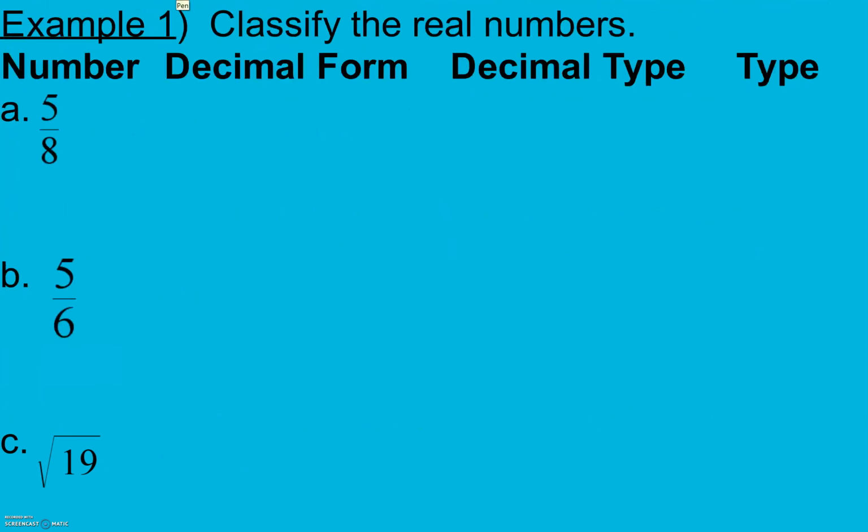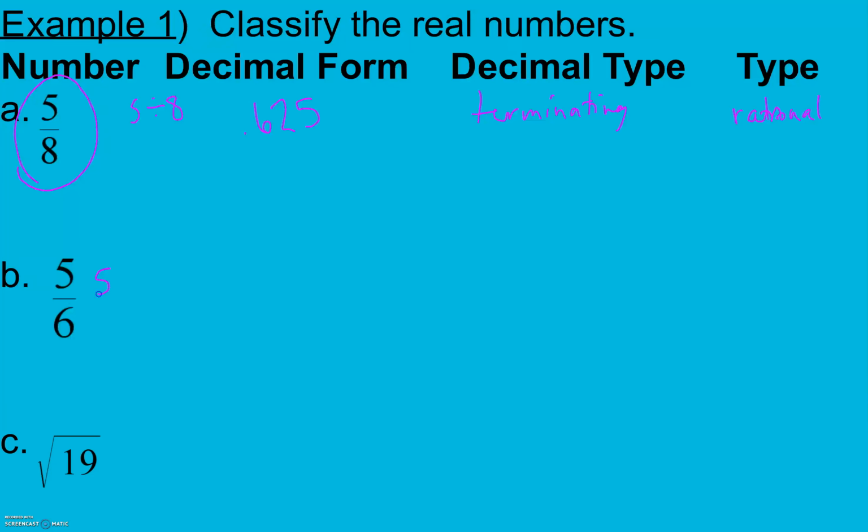In example 1, we're going to classify real numbers here. So 5/8 in decimal form, remember we take 5 divided by 8, and here I get 0.625. My decimal type here is terminating. Because it ends after the 5, it's terminating, as in it stops. So because it's a terminating decimal here, I have a rational number. And we can tell from our number itself because we can write it as a fraction.